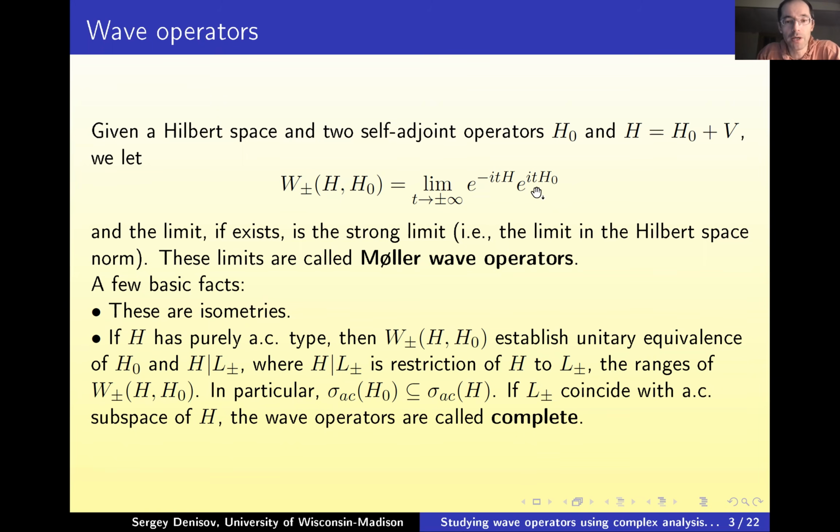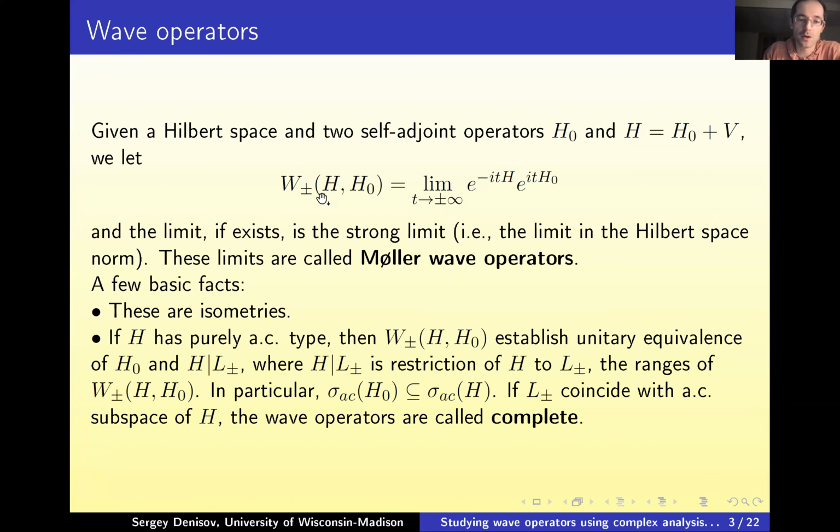And then we combine them. Certainly in general, H and H naught don't commute. So we take the product of these two groups. Then we can try to send t either to plus infinity or minus infinity, and ask the question: do we have a limit? If this limit exists for every function f in the Hilbert space, and the limit is understood in the strong sense, meaning that I'm taking the norm coming from the Hilbert space, so these are limits in norm, then we say that the Møller wave operators exist.